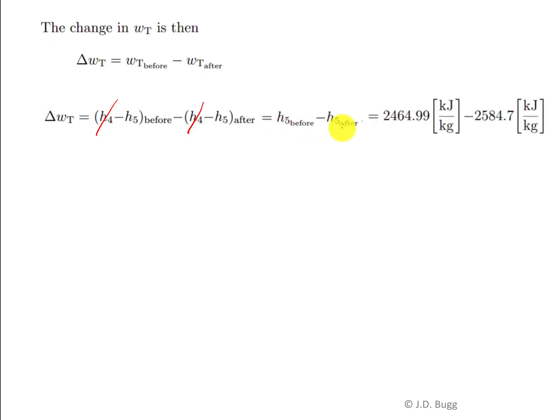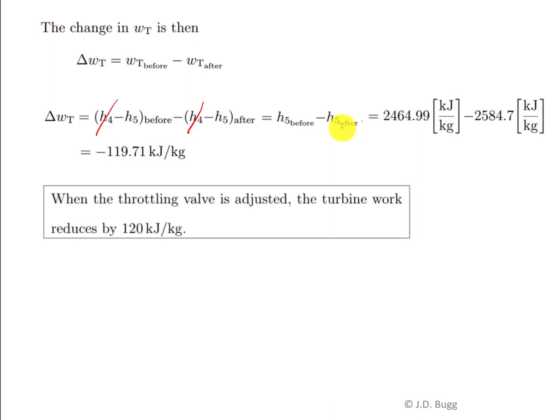Putting those two numbers in there that we looked up in table A3, we get that the change in turbine work is minus 119.71 kilojoules per kilogram. So we can make our conclusion that when the throttling valve is adjusted, the turbine work reduces by 120 kilojoules per kilogram.